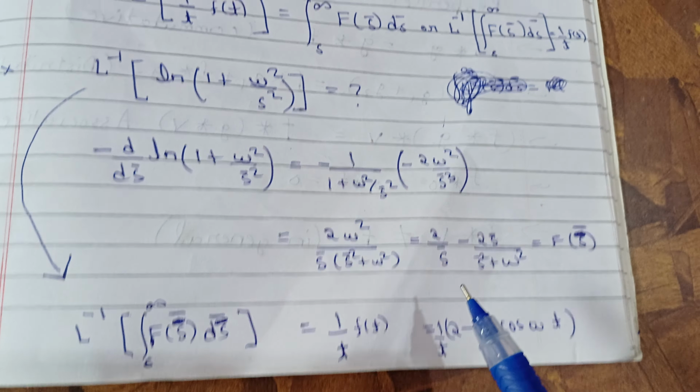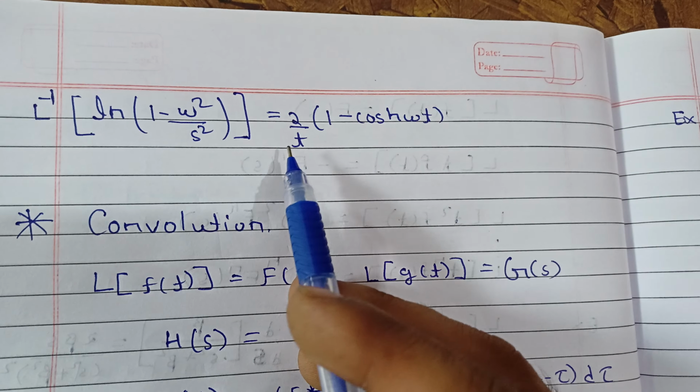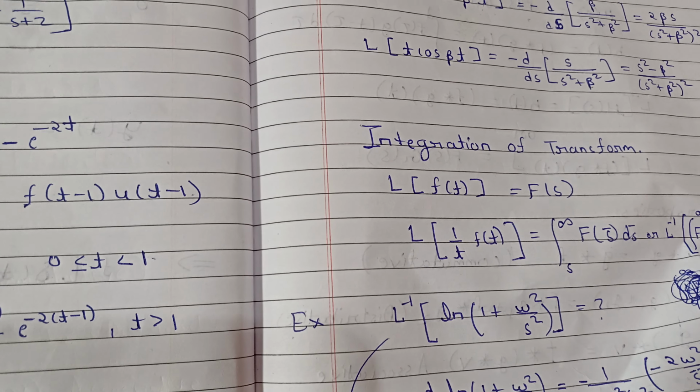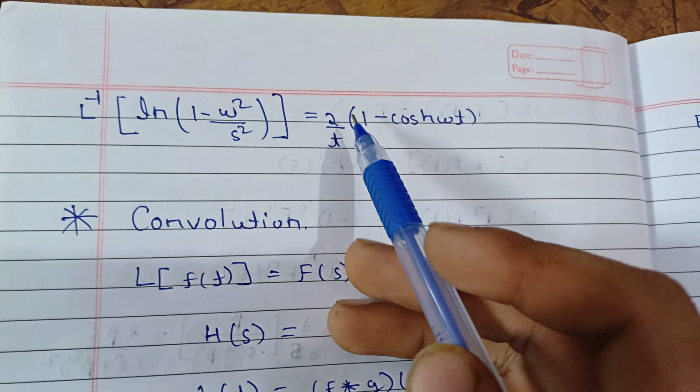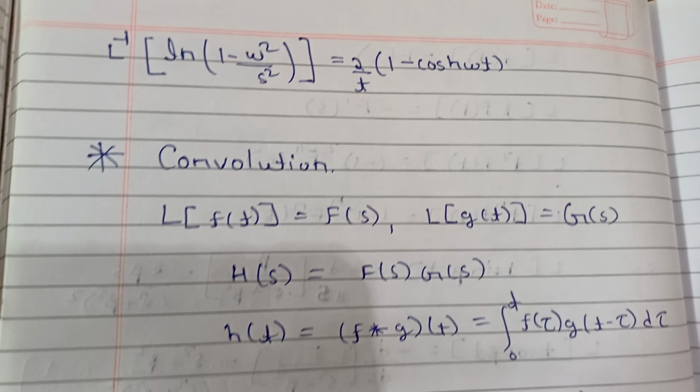So I hope you get how we can use this formula. Let's move forward. Try to prove this. The same we can do for this also, as we did here, with 1 minus ω². So you can do this. It will be 2 upon t times (1 minus cosh ωt). So try to solve this.